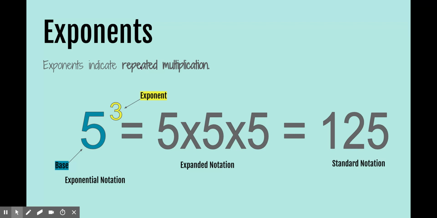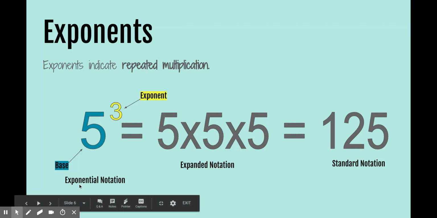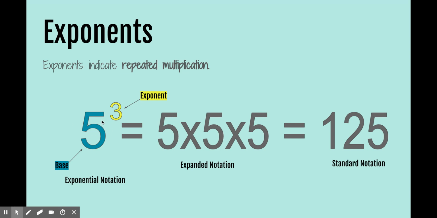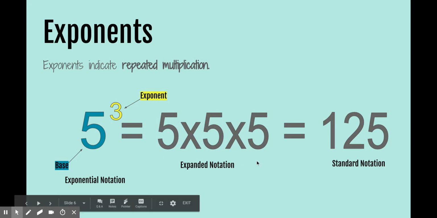So if I have, this is exponential notation where it's written with an exponent. So if I have 5 to the third power is how I say that. This really means multiply 5 by itself 3 times. So it would be 5 times 5 times 5. This is what's called expanded notation because it's all written out.